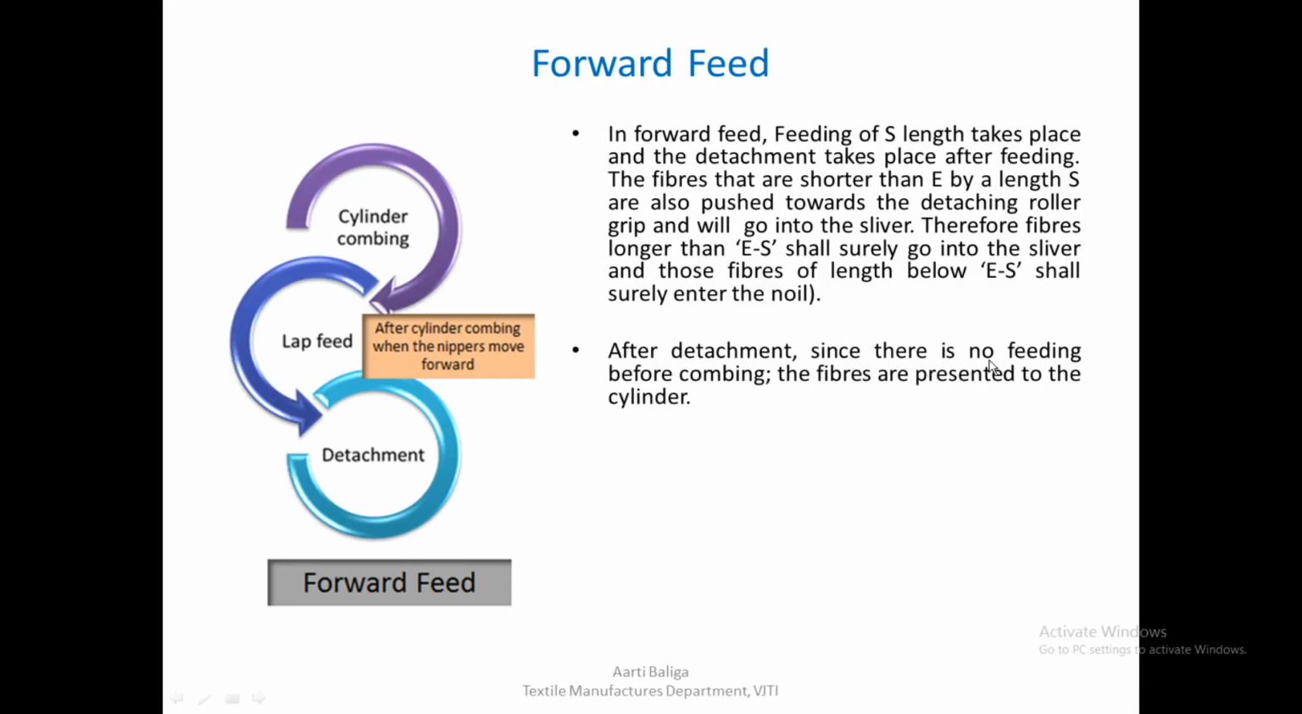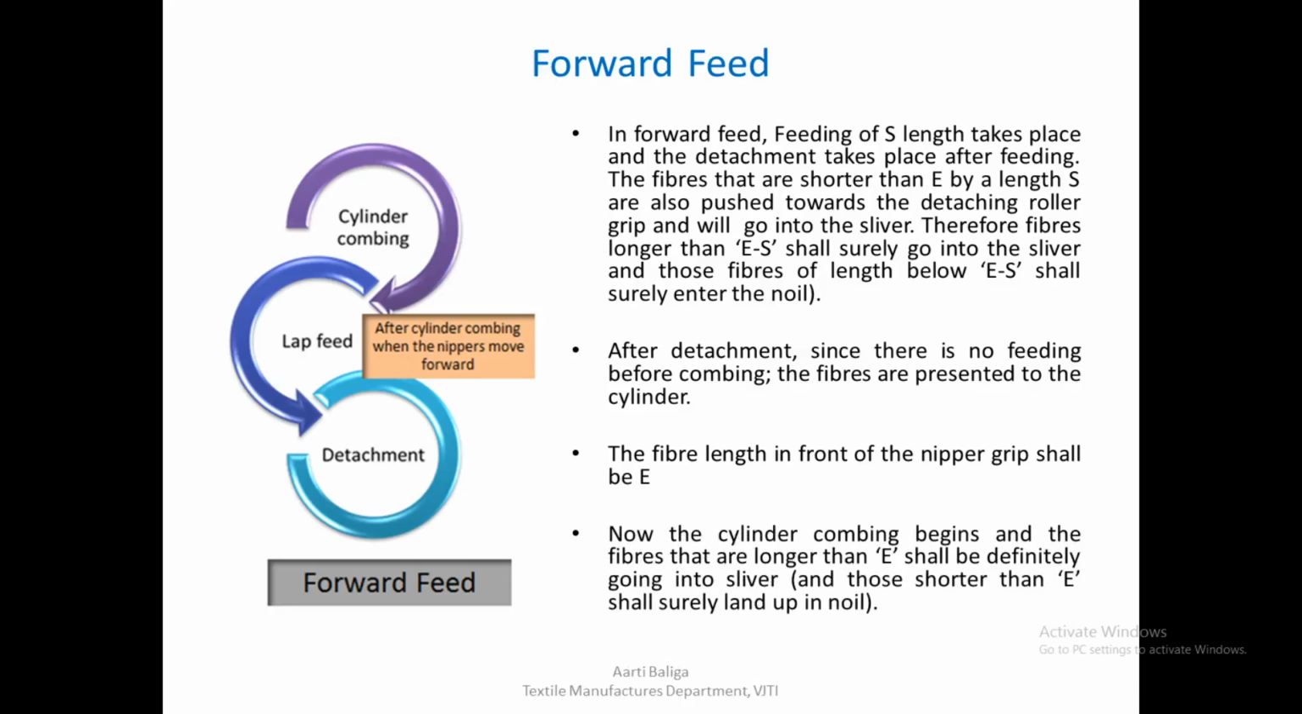After detachment, since there is no feeding before the next combing cycle, the fibers are presented to the cylinder. The fiber length in front of the nipper grip shall be E, because that is our detachment setting. As the nippers are moving backwards, this particular E is the fiber length projecting out of the nipper grip. Now the cylinder combing begins, and the fibers that are longer than E shall definitely go into the sliver, and those shorter than E shall surely land up in the Noil.